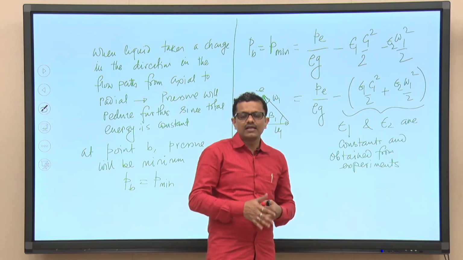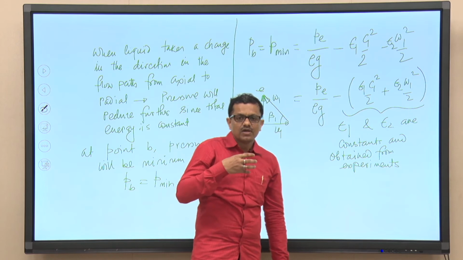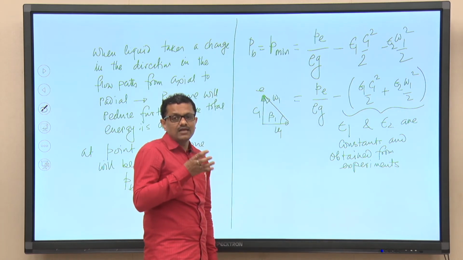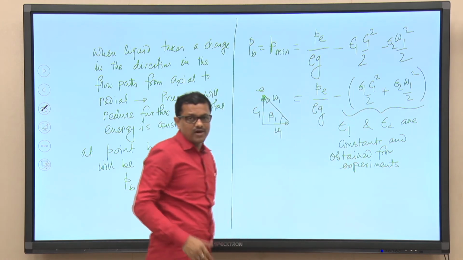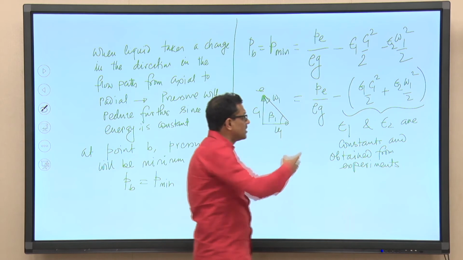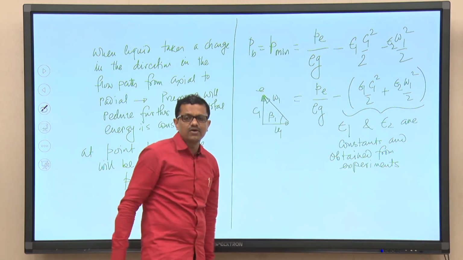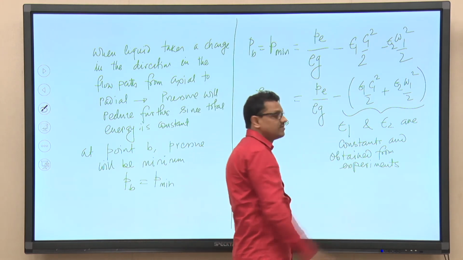So, again I am telling, because I am trying to discuss this part seriously, you should know that as the liquid accelerates, the C1 and W1 components will increase, but we really do not know the magnitude, and that is why these are multiplied by the constants epsilon 1 and epsilon 2, which are determined from experimental investigation.